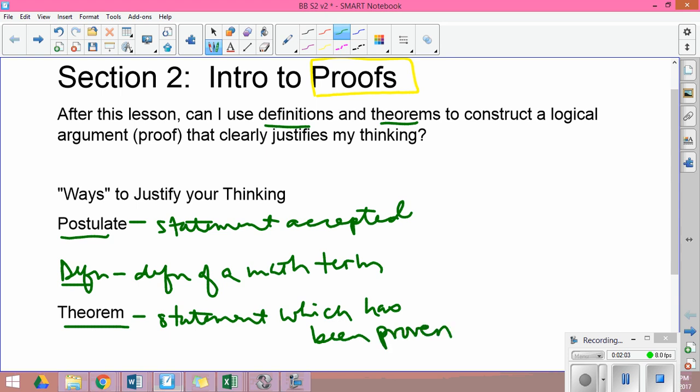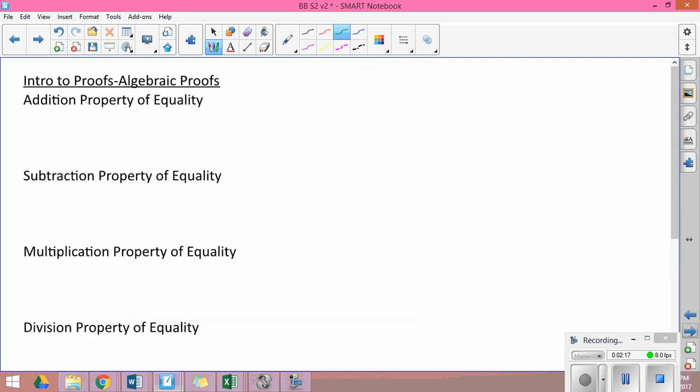As we're working through this, the distinction between a postulate and a theorem isn't going to matter. You're just going to get a bag full of tricks, a bag full of rules that let you justify your thinking. And that's the important part. So let's start with some rules you know. Let's go back to our algebra rules that we've kind of just become automatic at.